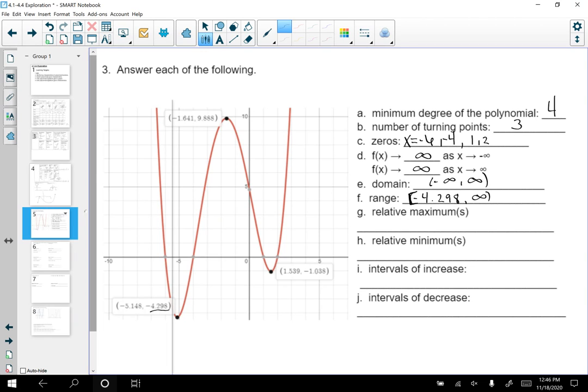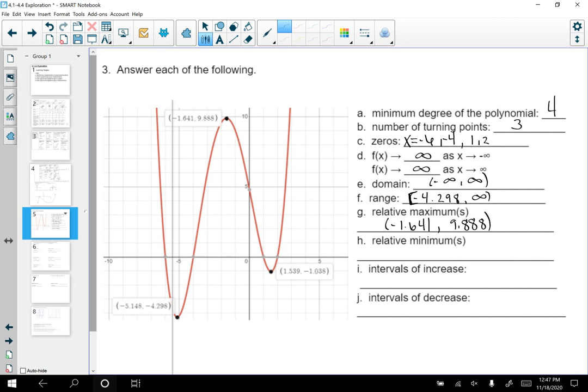So these, G through J, are some new concepts for us. Relative max means a maximum in that area. So if we look at the max, our relative max would be this point here, because in this area, the highest point is that vertex, okay? So turning points are where we're going to see relative max and mins. So relative max is this point, -1.641, comma 9.88.